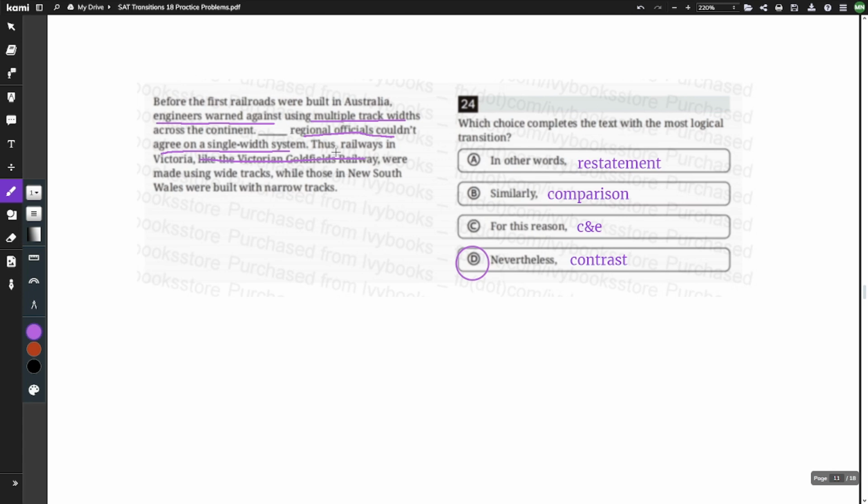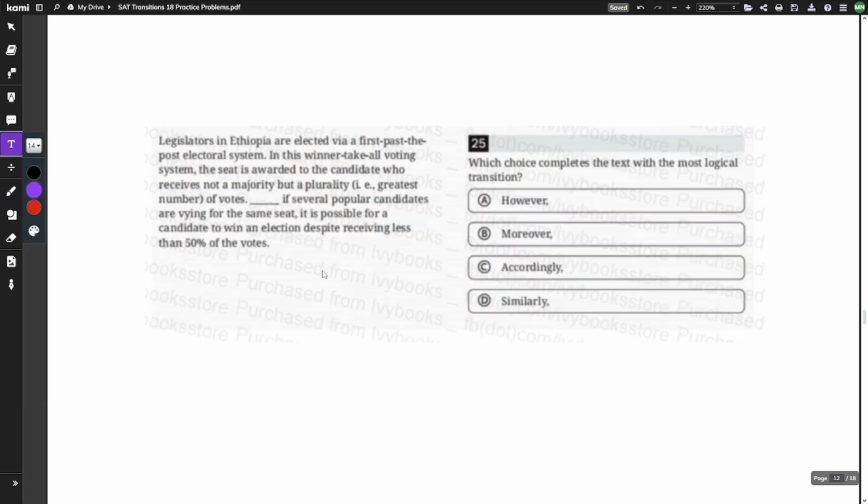It's contrast. And if you look down here, it says while, too. I mean, wide tracks and then narrow tracks, then you have while. That's also contrast. All right, there we go. Question number 12. Let's look at answer choices and see what categories they belong to. However, is contrast.